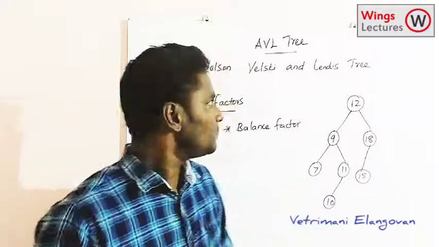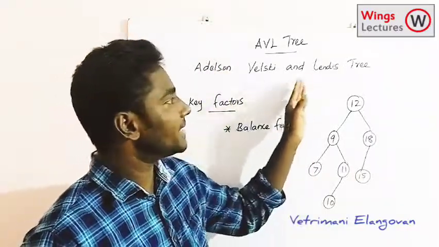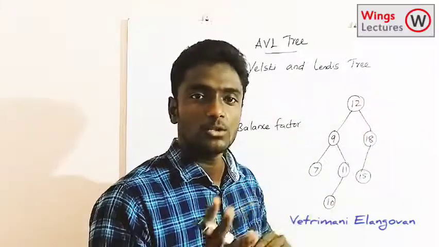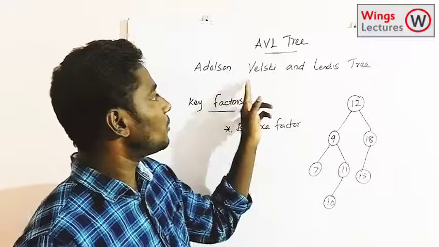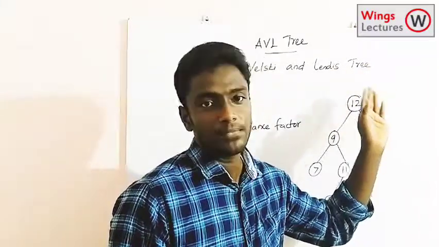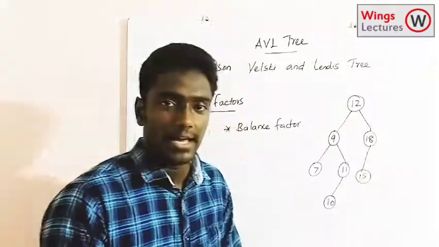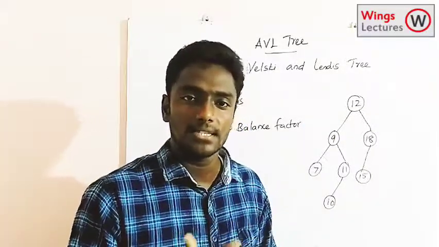And what is AVL? AVL is nothing but Adelson-Velsky and Landis tree, the names of two scientists. They kept the first letter of their names and named the tree AVL tree. And how are we going to balance the tree?